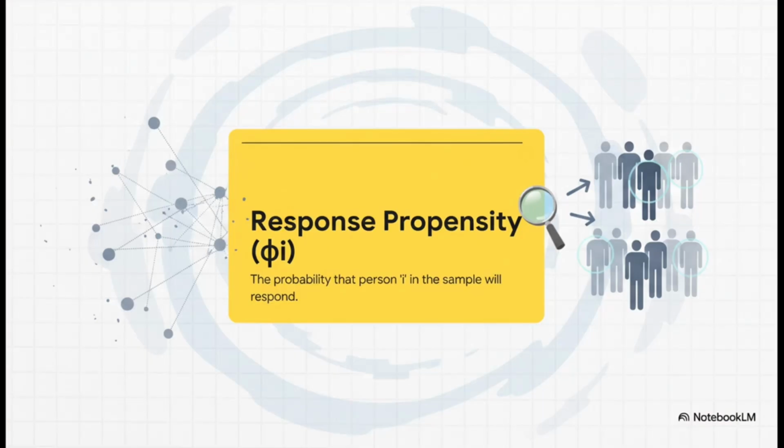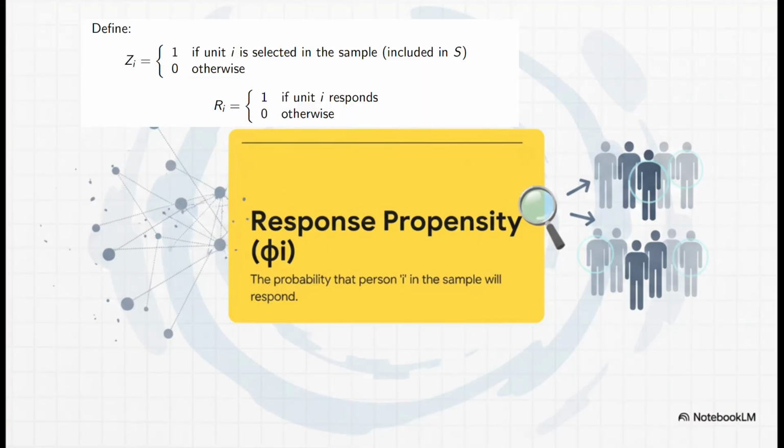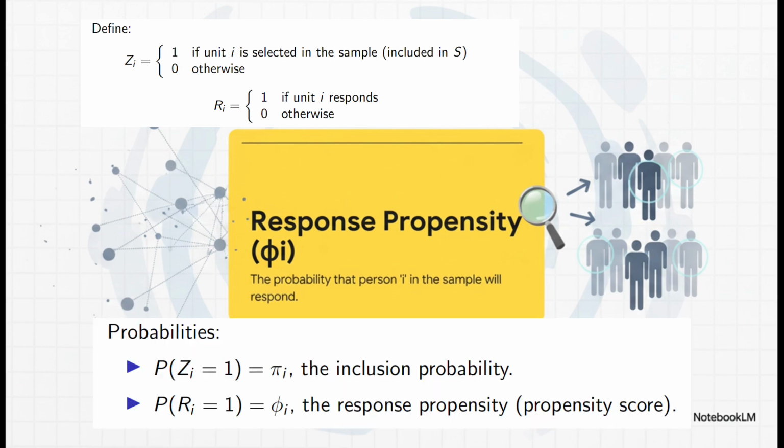Now, to get a handle on these mechanisms, we need a new idea: the response propensity. All this is, for any person i in our sample, is their theoretical probability of responding. The whole mystery of non-response really just boils down to figuring out what things are influencing this probability.